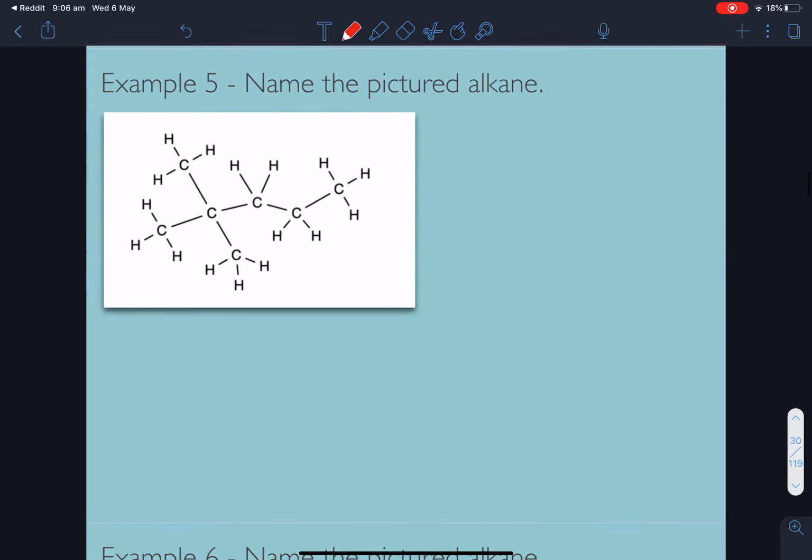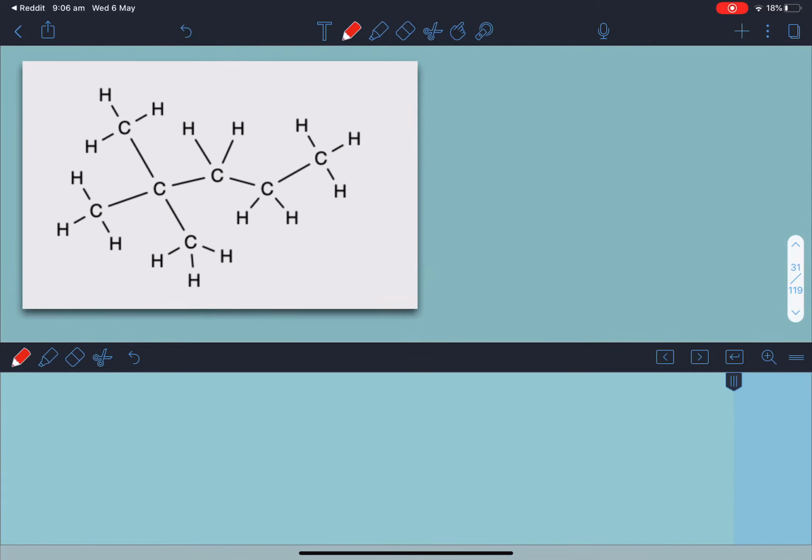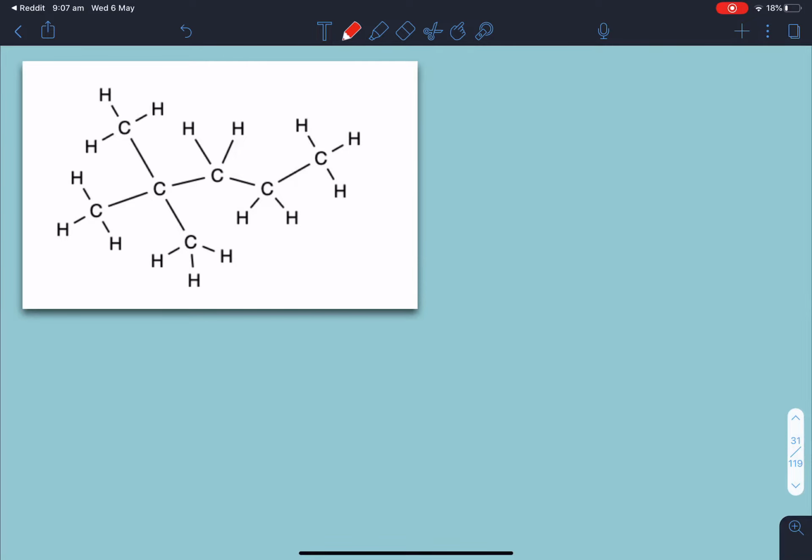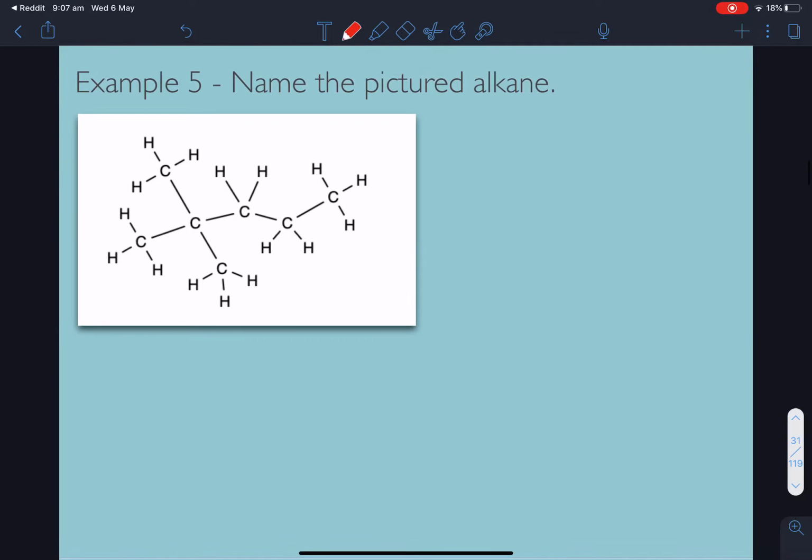Alright, this next example. Oh, I'm zooming in. I don't want that. There we go. Okay. Have I got an alkane? Well, yep, single. So I've got an alkane. Rub out my scribbles.